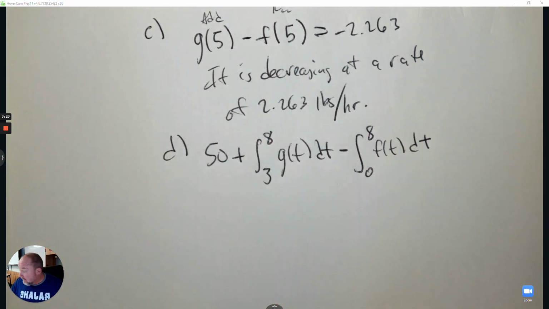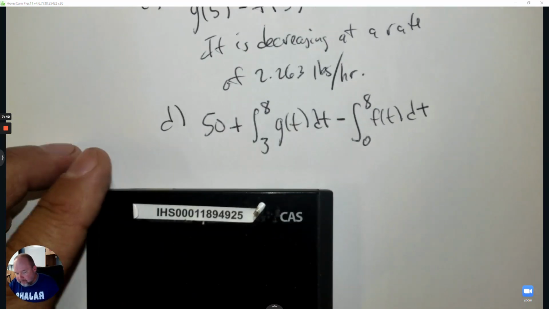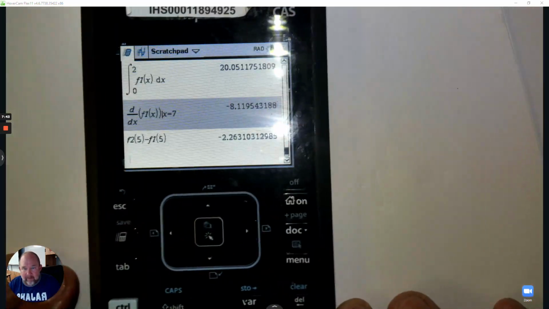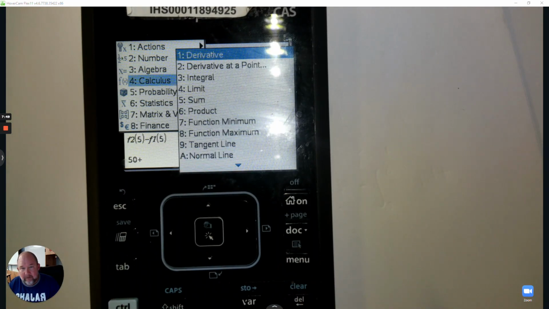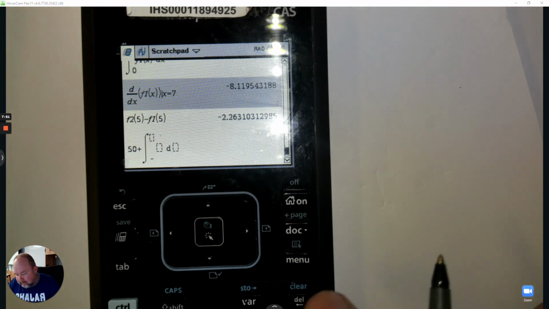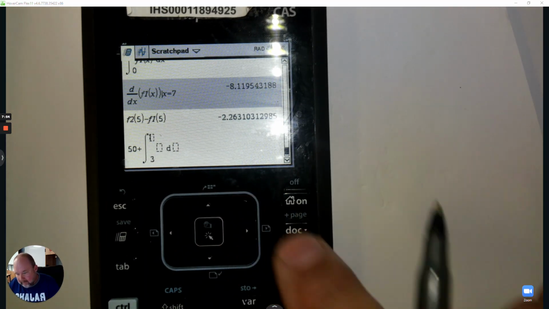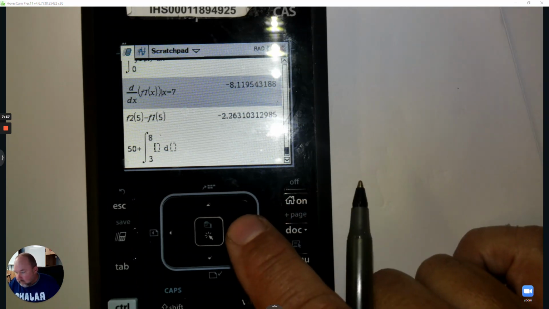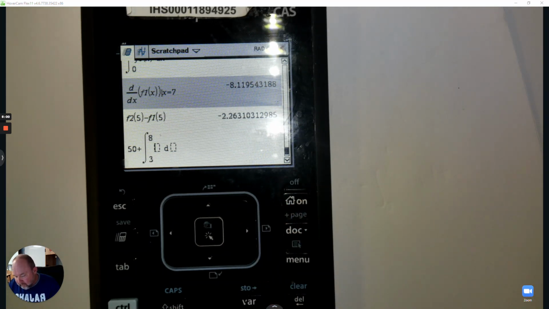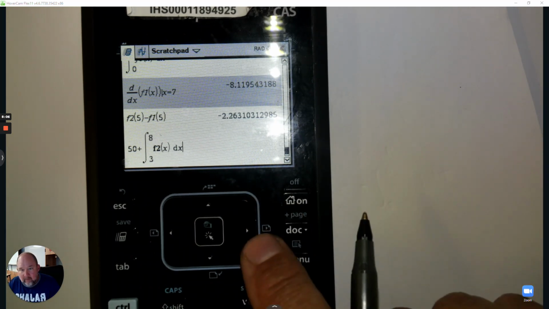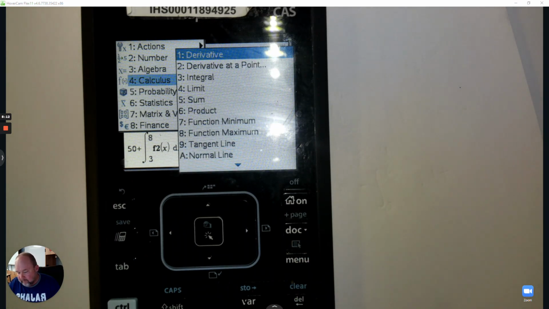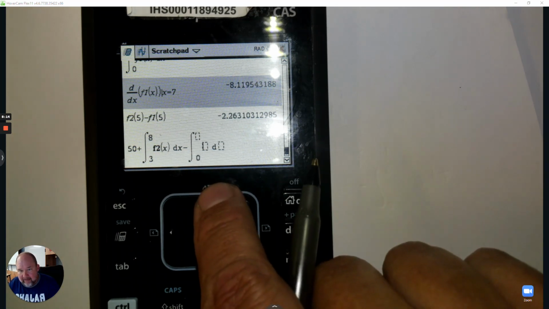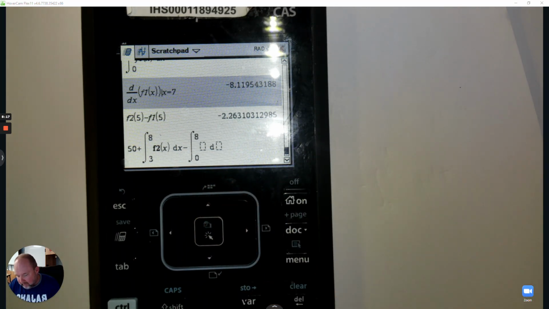And then I've got to type that all in. Now, I already typed in a lot of it, so this is how simple it is now to type it in. So 50 plus, we're going to go menu, calculus, integrate, from 3 to 8, and G is F2, that's how we defined it, at x. Subtract, again, menu, calculus, integrate. This one's going from 0 to 8. This is our first equation, F1 at x.